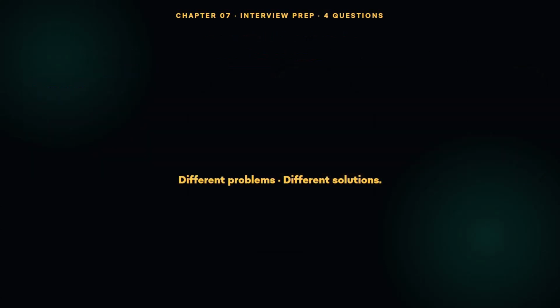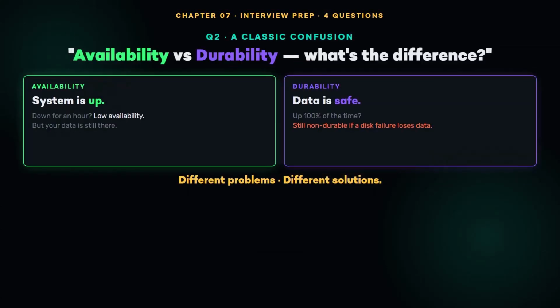Question 2 is, what's the difference between availability and durability? Availability is about the system being up. Durability is about the data being safe. A system can be down for an hour and still be durable because when it comes back, your data is there. A system can be up all the time and still be non-durable if it loses your data when a disk fails. Different problem, different solution.